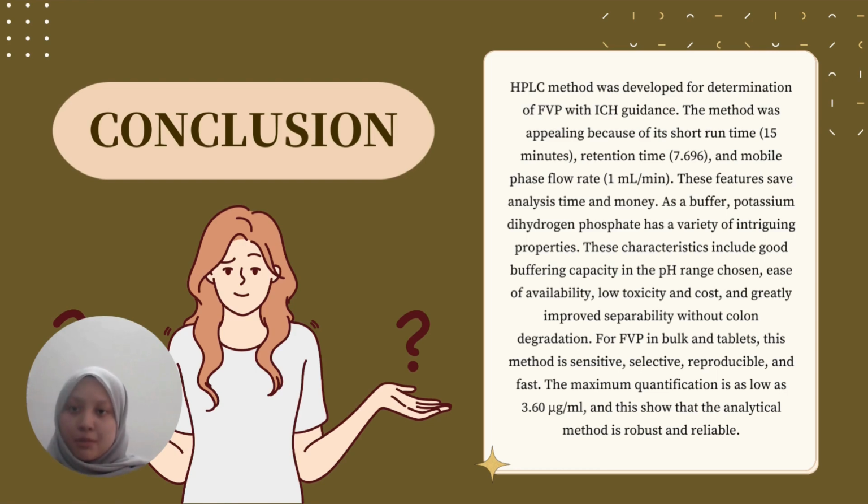For FVP in pulse and tablets, this method is sensitive, selective, reproducible, and fast. The limit of quantification is as low as 3.60 microgram per milliliter, and this shows that the analytical method is robust and reliable.